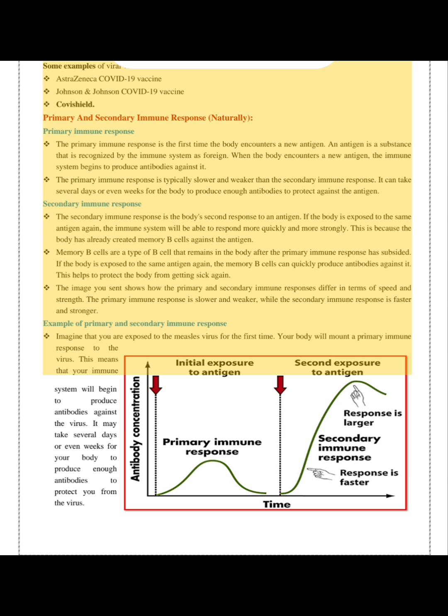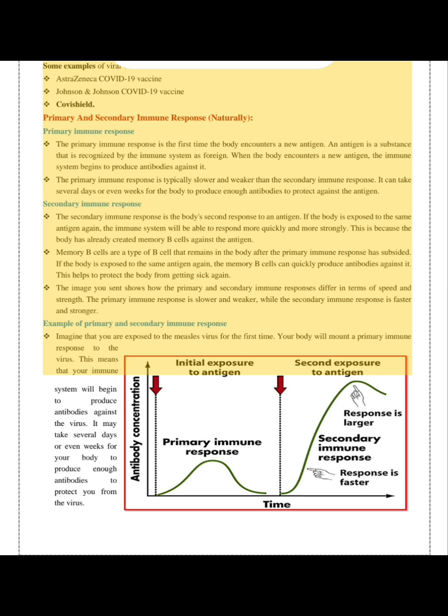This is because the body has already created memory B cells against the antigen. Memory B cells are a type of B cell that remains in the body after the primary immune response has subsided. If the body is exposed to the same antigen again, the memory B cells can quickly produce antibodies against it. This helps to protect the body from getting sick again.